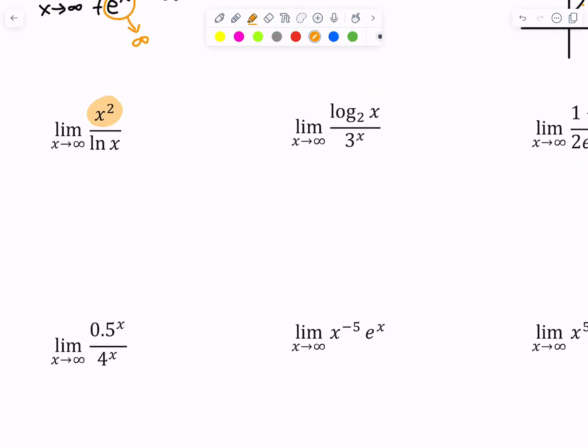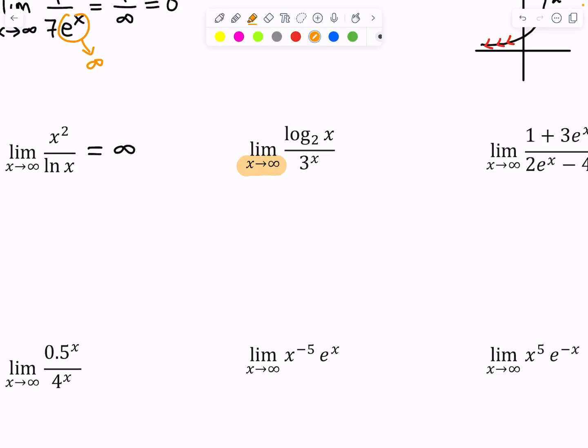Next example, we have x squared over natural log of x, and x is approaching infinity. Here we can use our hierarchy. This does approach infinity over infinity. However, power functions will eventually exceed logarithm functions in such a way that the numerator will dominate the denominator and our answer will be infinite in size. Next example, again, x is going to infinity.